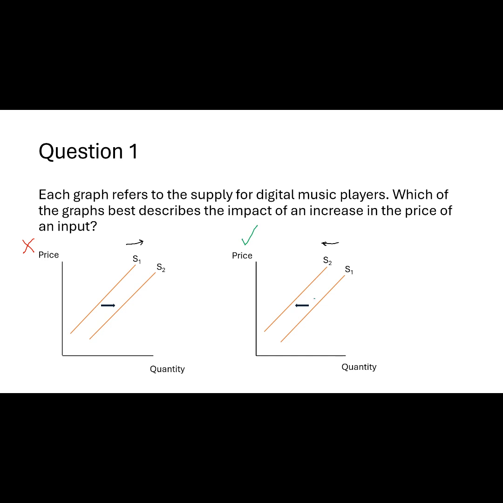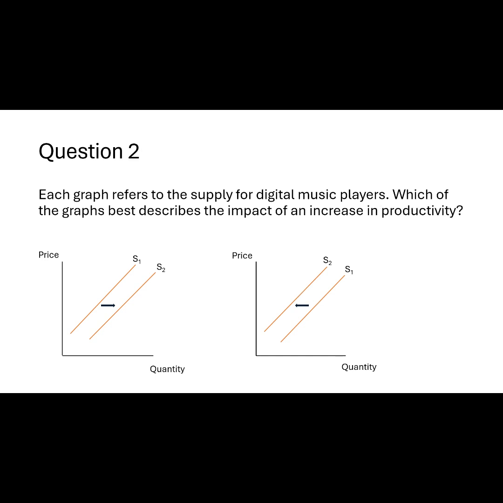So supply will decrease because now it's become more expensive to create digital music players, and because it's become more expensive, the demand for those music players is likely to decrease, and so therefore you're going to be selling less, and so you're going to make less. Don't worry if you don't fully understand. We'll go to the next graph, and maybe the next example will be more clear.